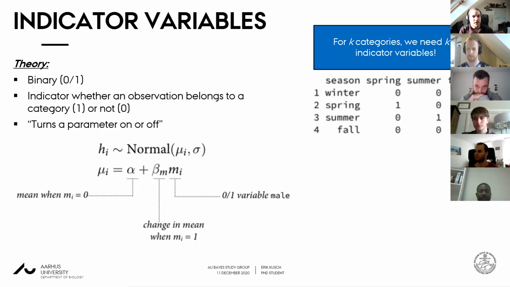Another problem with this is the dimensionality, because for a number of k categories, you need k minus 1 indicator variables. So in the example of seasons right here, which I found to be quite illustrative of this, you can see that if you have 4 seasons, for example, you only need 3 indicator variables, because a 0 in the 3 already implies a 1 in the 4th.